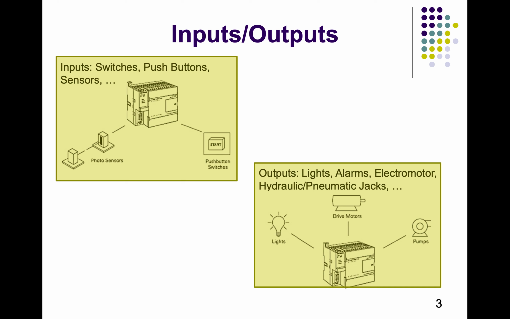Then outputs can be any type of transducers like electric motors, hydraulic or pneumatic jacks, or it can be some lights which can say what is the current status of the process. Then also it can be some alarm which will say some emergency is going on and an operator needs to check what is happening.